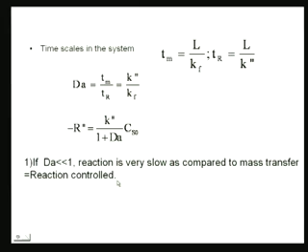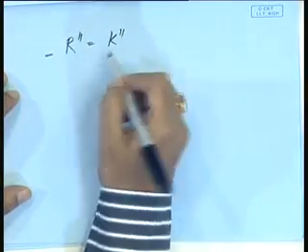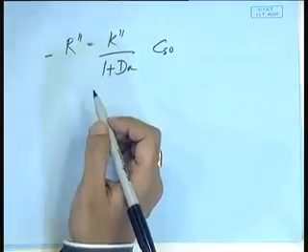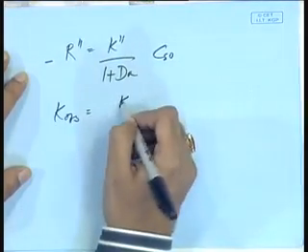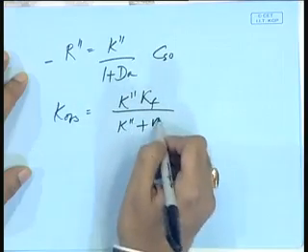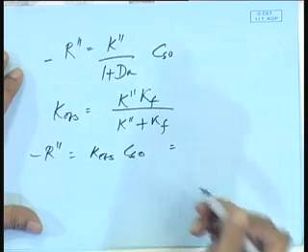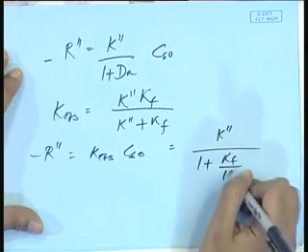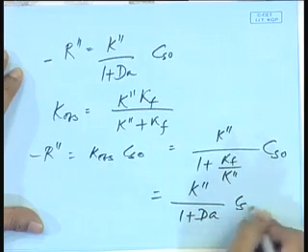So if you look at the screen now, without further ado, because we're running out of time, our reaction rate equals K observed times CS naught. Why is that? Because if I look back, my reaction rate was given by K observed equals K double prime Kf over K double prime plus Kf. So my R equals K observed times CS naught, which equals K double prime over 1 plus Da times CS naught, right.